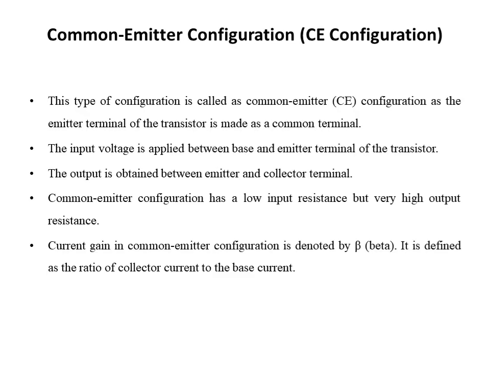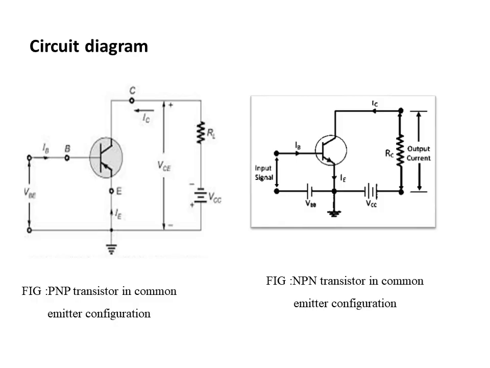Common emitter configuration has a low input resistance but very high output resistance. Current gain in common emitter configuration is denoted by beta. It is defined as the ratio of collector current to the base current. The circuit diagram of PNP transistor in common emitter configuration and NPN transistor in common emitter configuration is shown here.